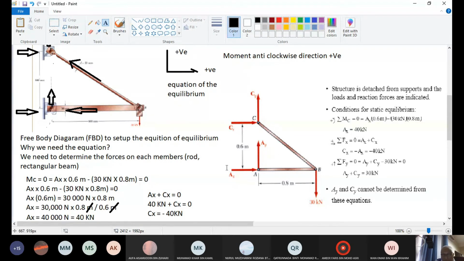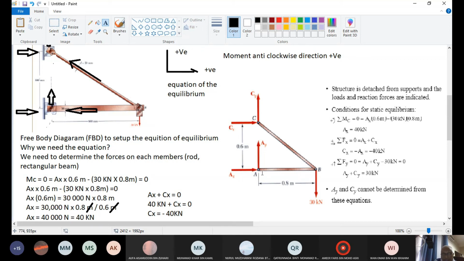The sum of all the forces F in the X direction to the right is 0, which you have AX and CX. So 0 equals AX plus CX, one equation. And then the Y, the sum of all the forces F in the vertical direction will be 0. 0 equals AY plus CY, and the 30 kilonewton downward is minus because the convention is positive upward. Since this is 30 downward, you have minus. So AY plus CY minus 30 equals 0 again.